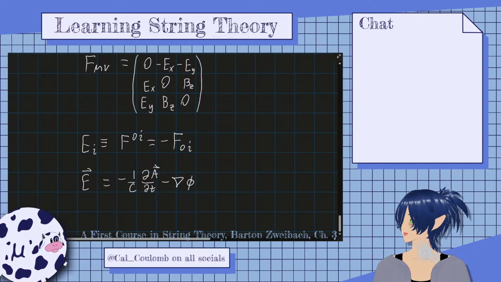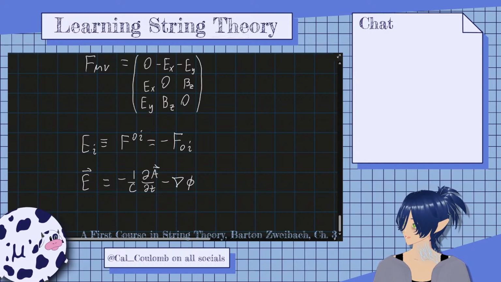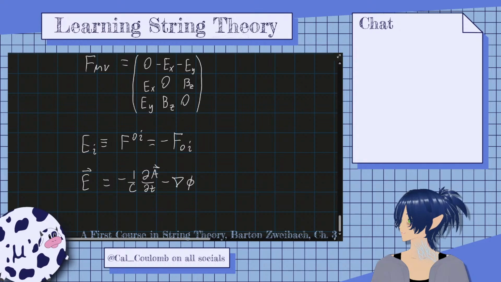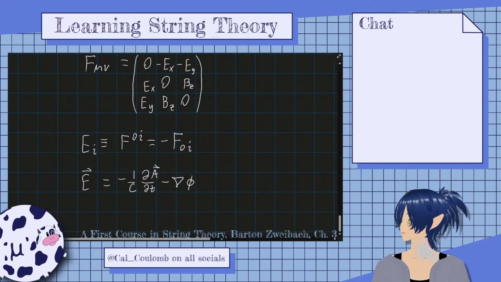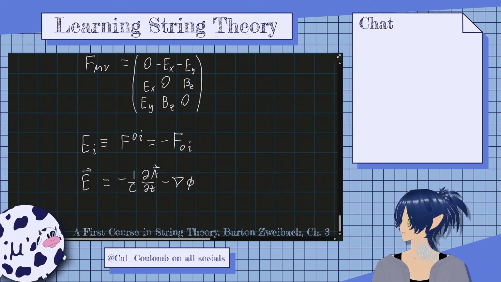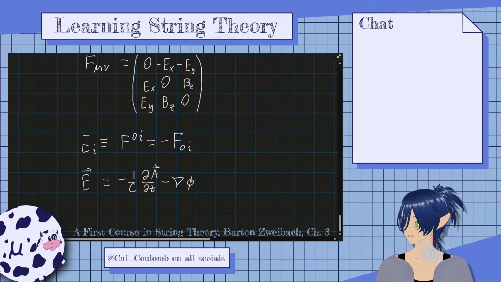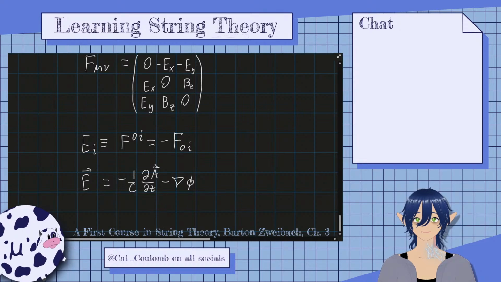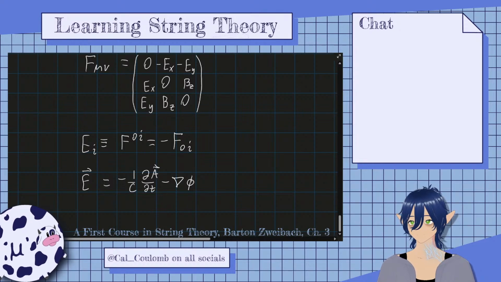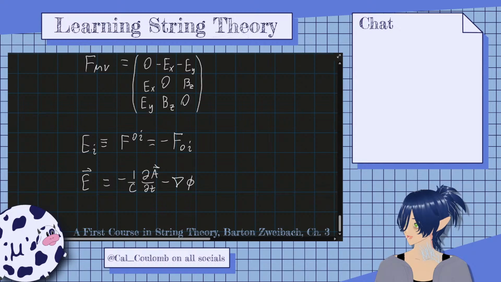So I am going through a textbook on string theory right now called A First Course in String Theory by Barton Zwiebach. I'm currently on chapter 3, section 3.3, I believe. Right now, I am learning how to do electromagnetism and gravity in higher dimensions.